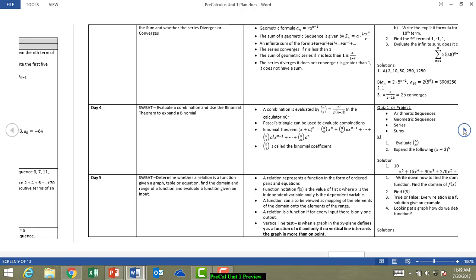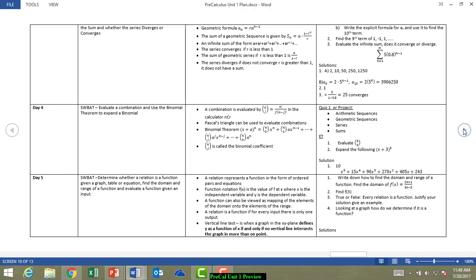So we build from arithmetic to geometric, whether it converges or diverges. Day 4 is based on the combination of binomial theorem and being able to expand it. This is a good use of the Pascal's triangle and showing that. It is not a high leverage skill, but it is an important skill for them to use and be able to look at those patterns and make connections to functions.